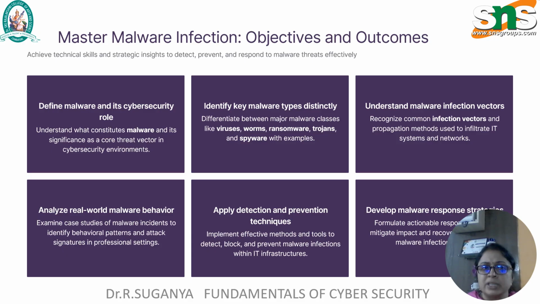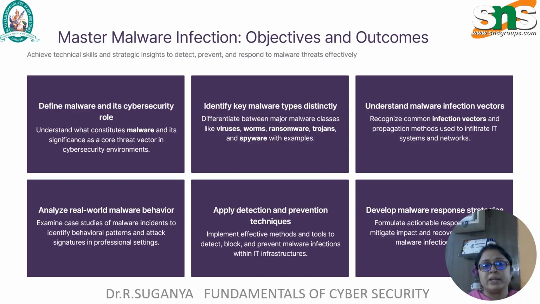So we have to understand what constitutes malware and its significance as a core threat vector in cybersecurity environments. We have to analyze what a particular malware is which affects a system. Malware means software, or viruses or worms. So identify the key malware types distinctly: viruses, worms, ransomware, trojans and spyware, with examples.